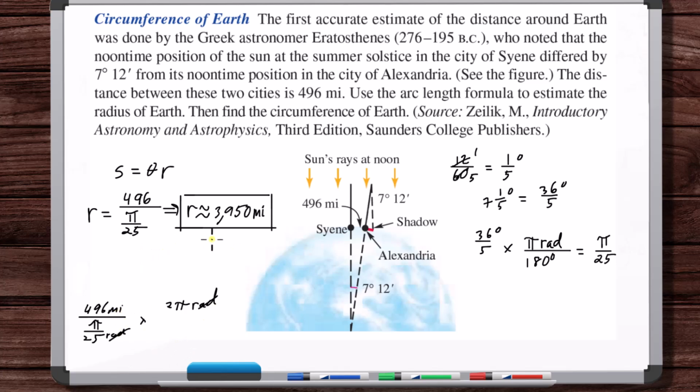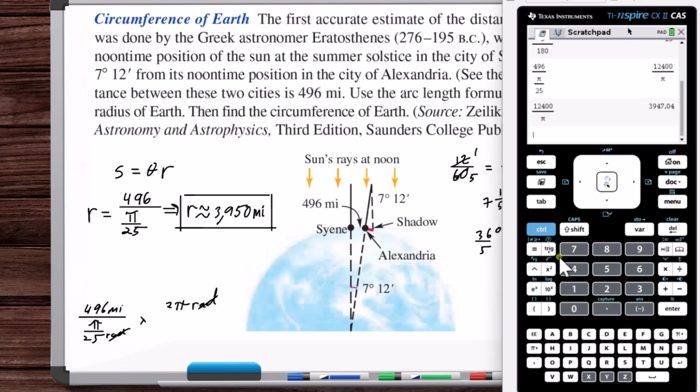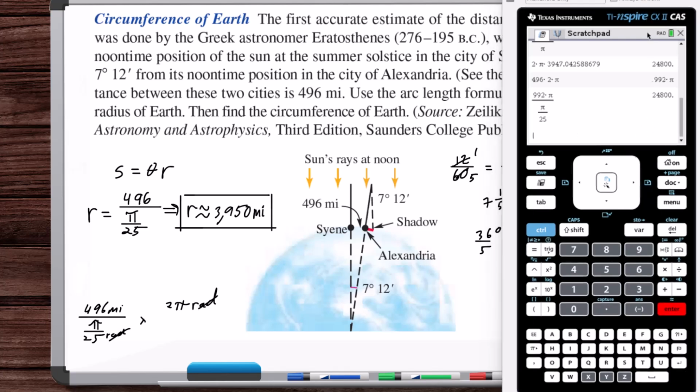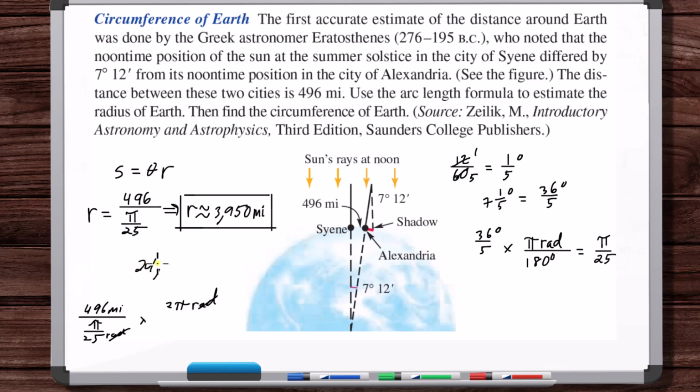Or we could say 2 pi r. So circumference is 2 pi times r, 496 times 2 times pi divided by pi over 25. See, we get the same answer either way. So the circumference is about 24,800 miles.